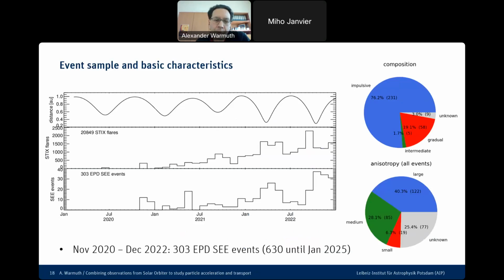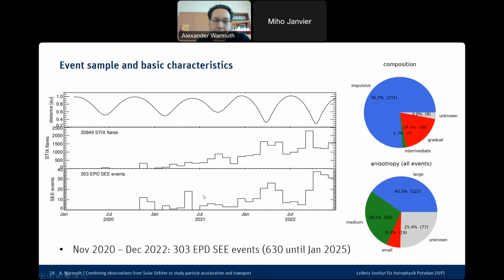At the moment, COSECAT contains 303 EPD solar energetic electron events. This goes from 2020, so from the beginning of the mission till the end of 22. We also have additional events during the next few years, but the analysis has not been finished. So in total, we have over 600 events now.